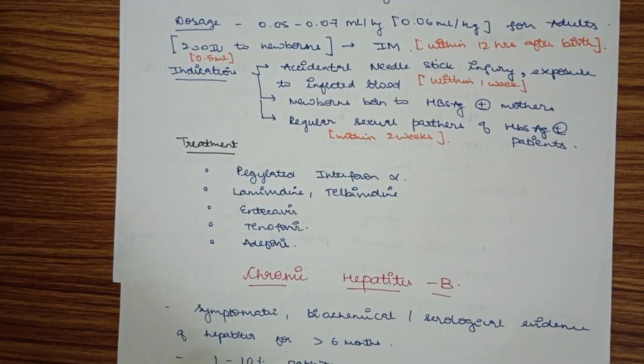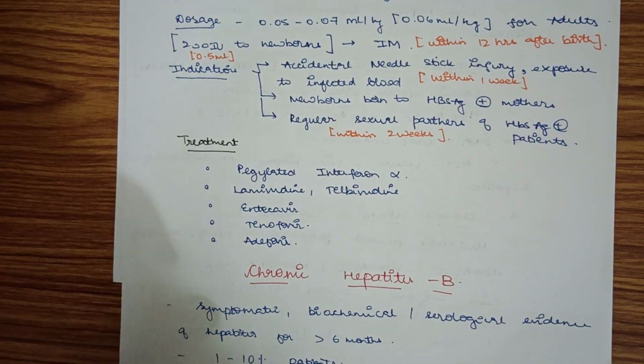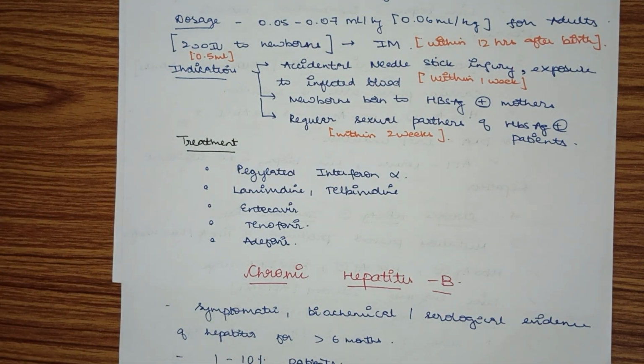The treatment of acute hepatitis B is the same as that of acute hepatitis A, that is, just symptomatic treatment. But antiviral drugs can also be given, such as pegylated interferon alpha, lamivudine, telbivudine, entecavir, tenofovir, and adefovir. Of all these, mostly tenofovir and entecavir are used nowadays. As the virus is mostly resistant to lamivudine, lamivudine is not generally recommended nowadays. And pegylated interferon alpha has a lot of side effects, therefore that's also not recommended. So that's all about acute hepatitis B. Thank you.